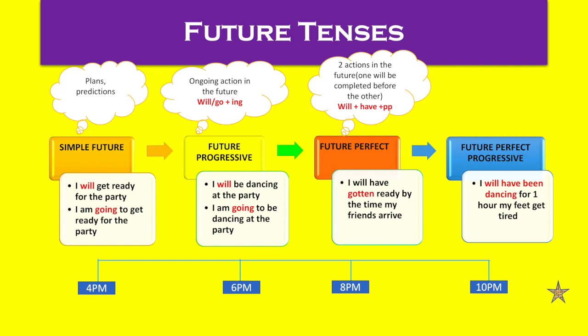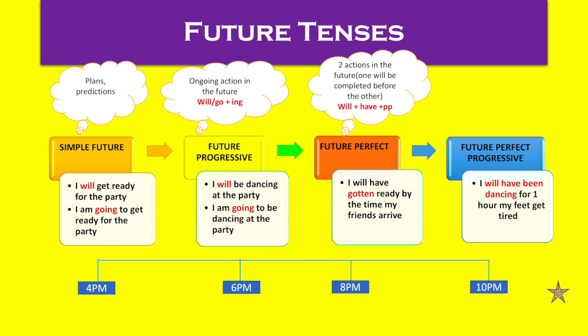Now, the future perfect, I will have gotten ready by the time my friends arrive. Now, what does this mean? You have two actions that will occur in the future. One will be completed before the other. So the key word here is will plus have plus the past participle form.